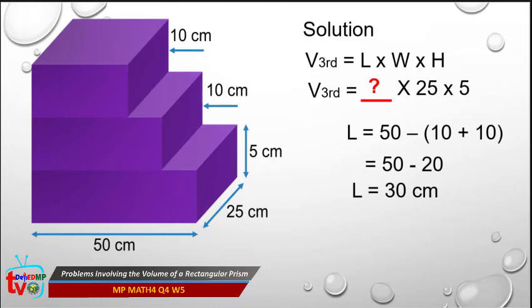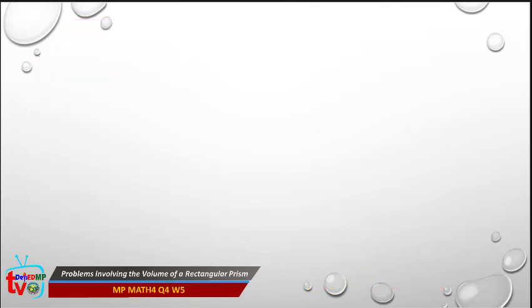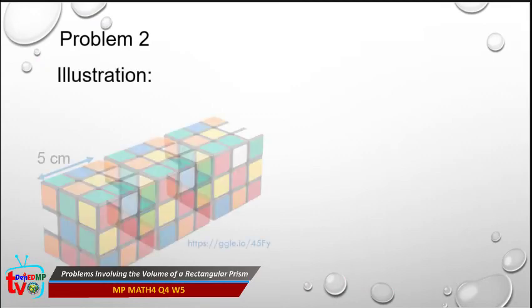We can now solve for the volume of the third layer of the cake. Length times width times height: 30 times 25 times 5. So the volume of the third layer of the cake is 3,750 cubic centimeters. So, how is it? Did you get the correct answer? What about problem number 2?